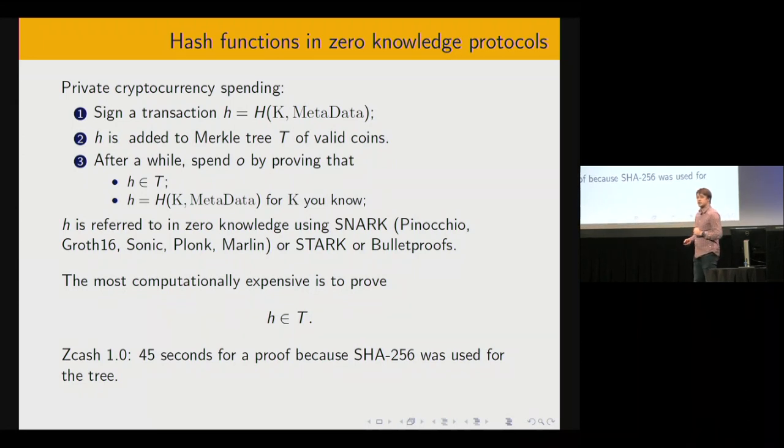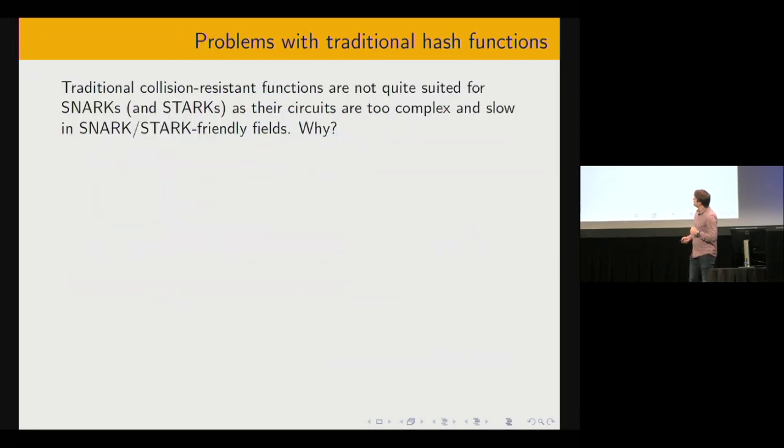So no matter which kind of zero knowledge system you use, Pinocchio, Sonic, Plonk, Starks, Bulletproofs, these guys can be very expensive. And if you use hash functions which are not really suited for such proofs, you will have the effect of what Zcash had in the very beginning, where such proofs took like 40-something minutes to be constructed because of SHA-256. So traditional functions that we have been building for years are not so suitable for SNARKs, the zero-knowledge proving systems, or STARKs, or other.